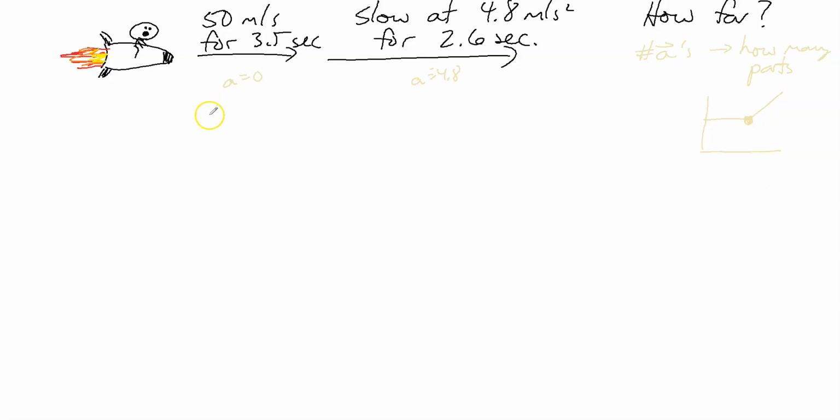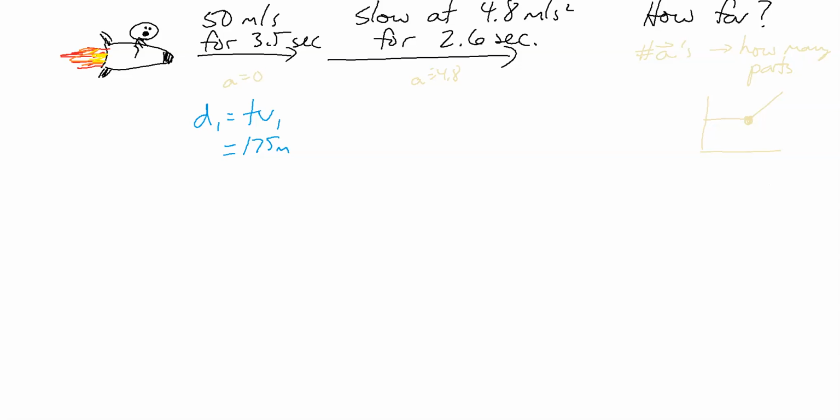That's easy. So my distance here, I'm going to call it my first distance, is just basic DTV. That's all it is. Just a constant speed. It's going 50 for 3.5. No big deal. That's it. So I want to calculate that first. So I've got the 3.5, and I'll multiply that by the 50, and we get 175 meters. Okay, that part is done.